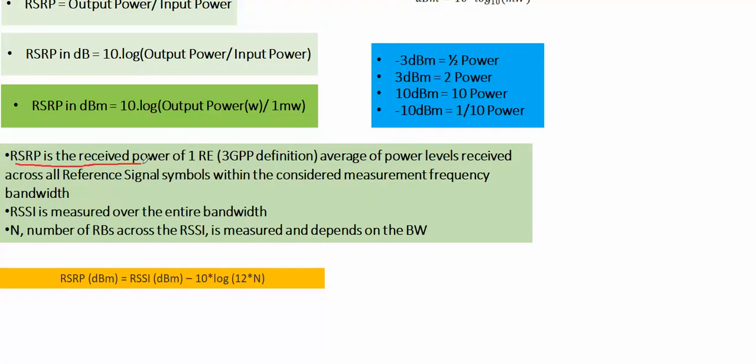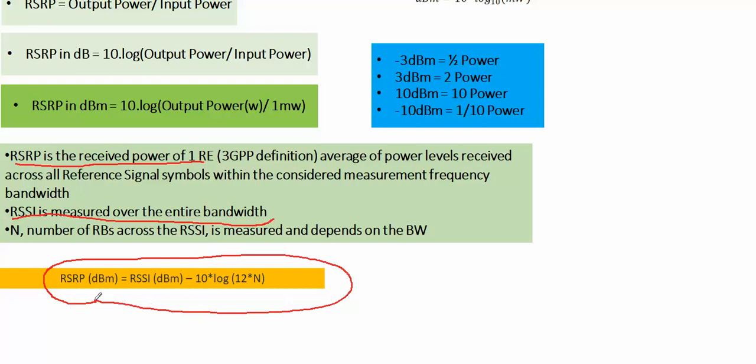RSRP is calculated on the basis of RE, suppose one RE where a reference signal is placed. But RSSI, if we discuss RSSI, is the power measured over the entire bandwidth. So RSRP is calculated from the RSSI.